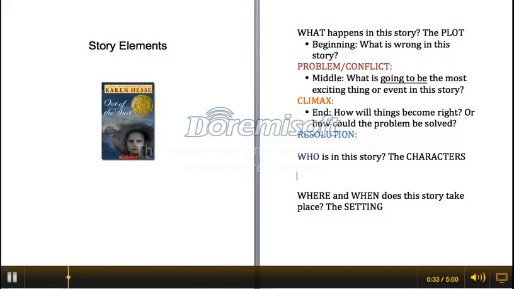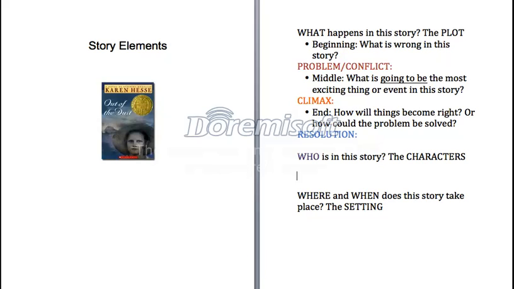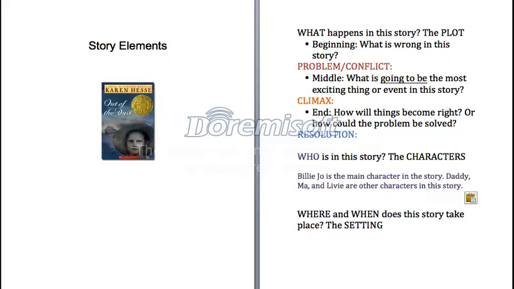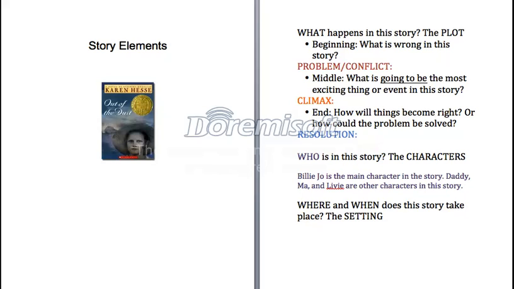So first off, let's start with the characters. Who are the characters, or who are the people in the story? We know, first of all, that there's a girl who's telling us the story. Her name's Billy Joe, and also other characters like Daddy, Ma, and Livy, or Billy Joe's friend who moved away. Okay. Remember to answer your questions in complete sentences like I have here.